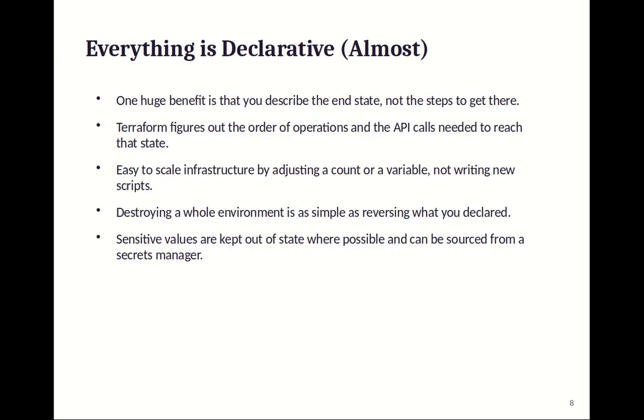Everything is declarative, almost. One huge benefit is that you describe the end state, not the steps to get there. Terraform figures out the order of operations and the API calls needed to reach that state. Easy to scale infrastructure by adjusting a count or a variable, not writing new scripts. Destroying a whole environment is as simple as reversing what you declared. Sensitive values are kept out of state where possible and can be sourced from a secrets manager.